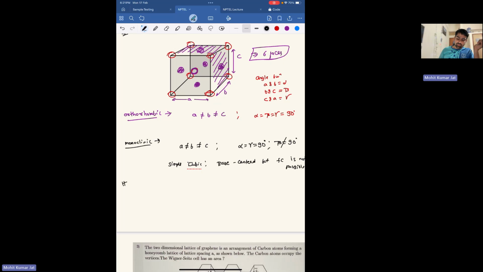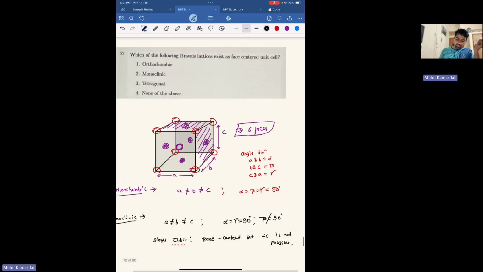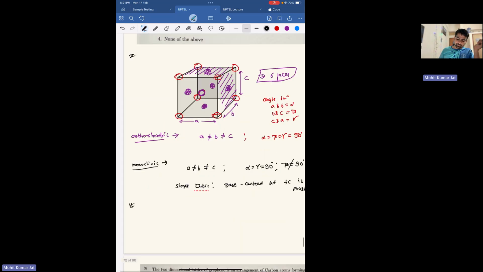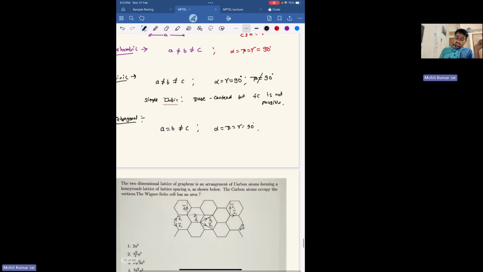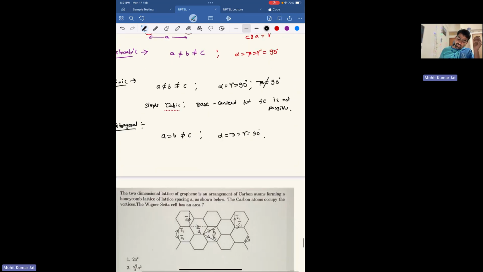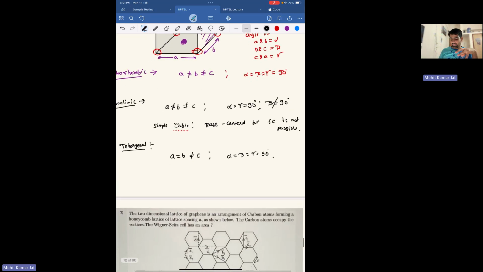Now coming to the third option, which is tetragonal. Tetragonal is the one in which a equals b, but not equal to c. In that case, alpha equals beta equals gamma equals 90 degrees. Since alpha, beta and gamma are 90 degrees, face centered is possible here in this case.